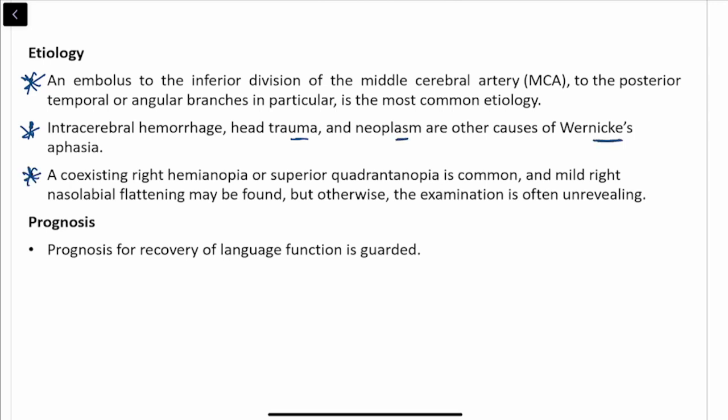A coexisting right hemianopia or superior quadrant anopia is common, and mild right nasolabial flattening may be found. Otherwise, examination is unrevealing. Because the temporal lobe is involved basically in memory, speech and language, it is not involved in any motor activity, but there is a little involvement in vision, because the lesion can cause superior quadrant anopia, and sometimes the seventh nerve is involved, and mild right nasolabial flattening may occur.